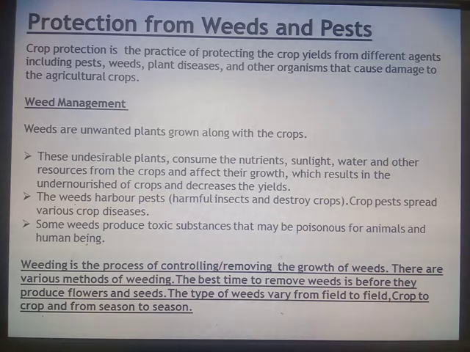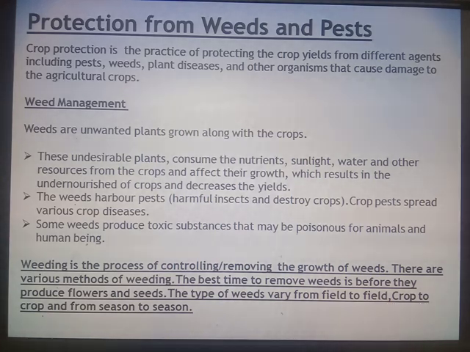So what are those methods, and first of all, why is there the need of weed management? Crop protection is the practice of protecting the crop yields from different agents including pests, weeds and plant diseases, and of course other organisms that cause damage to the agricultural crops. Pest means the insects or the animals which can harm the crop. So what is the need of weed management?